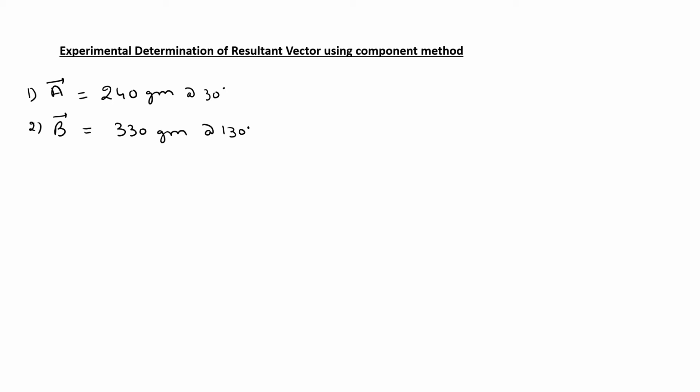So suppose this is our axis, our first vector is this vector A at some angle, 30 degrees, suppose this is the angle A. The second vector is your vector B, and this is at this angle, 130 degrees. Suppose these are two vectors and we want to find the resultant of these two vectors. How are we going to find it? By using the component method. So we are going to split the vector into its components.